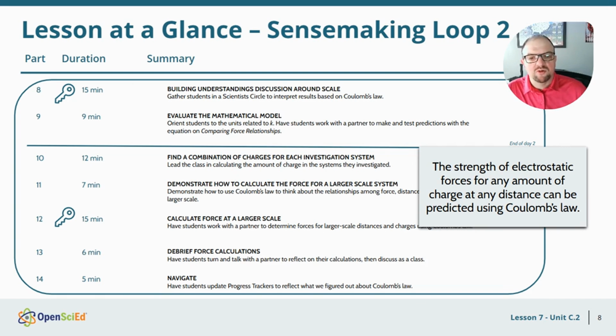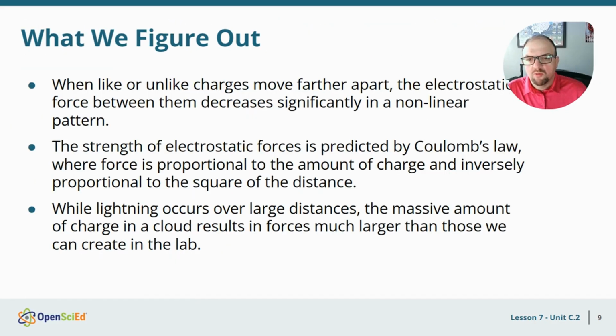Then we pivot to applying that law to the lightning system. This is where they calculate the forces involved in a lightning strike and realize the immense scale difference, finding that the charge is 10,000 times greater than what they measured in the lab. It explains why lightning is so dangerous. We move past just saying opposites attract. Now we have a mathematical law, Coulomb's law, that quantifies that interaction.